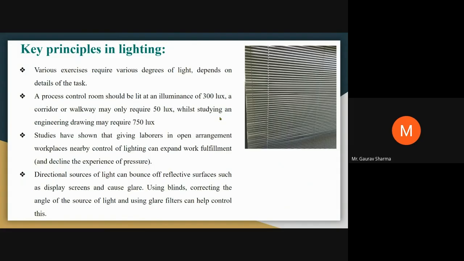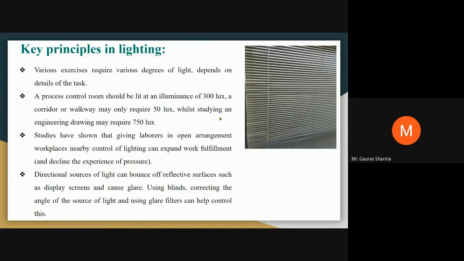That means, this is the point which I actually want to relate with health. If you are working in a good lighting condition, then there will be less pressure or less stress. So it declines the experience of pressure if there are good lighting conditions over there.